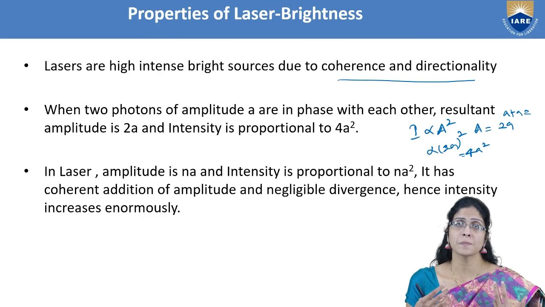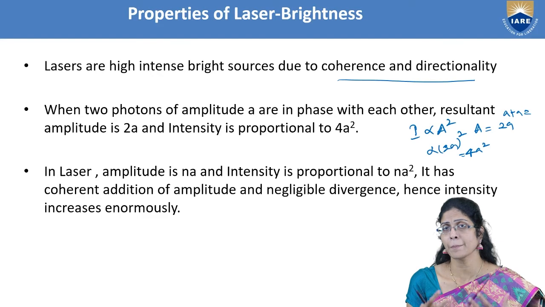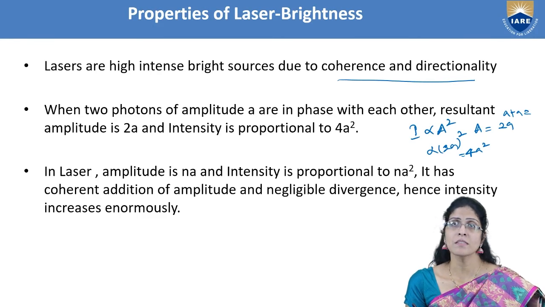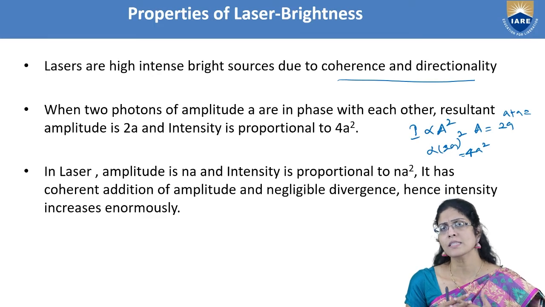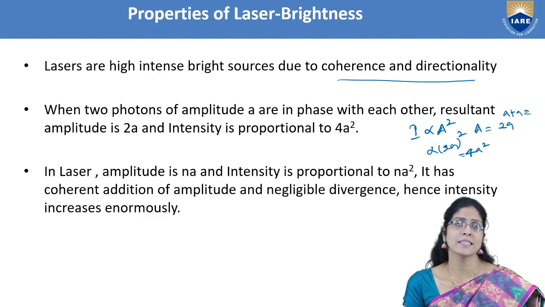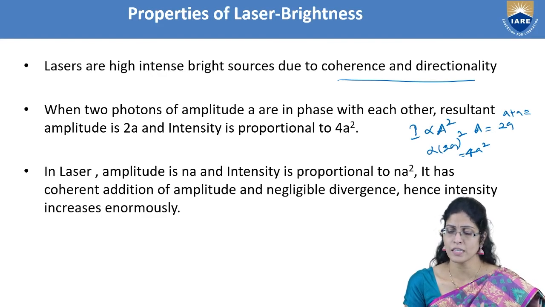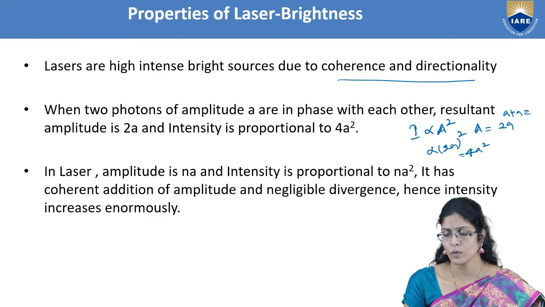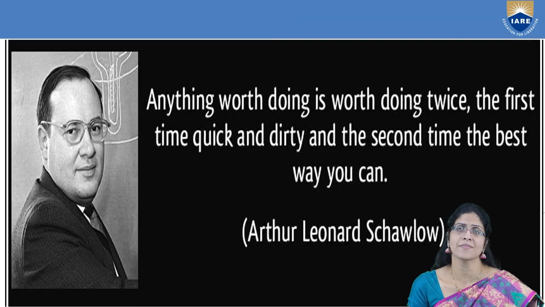What is happening in laser? You are getting the stimulated emission of n number of electrons using n number of photons. So how much should be the intensity? It should be equal to N squared A squared. And this is nothing but the coherent addition of the amplitude. And you see negligible divergence. That's the reason why the intensity increases enormously and you see the brightness so good and so intensified that even 1 milliwatt is much greater than sunlight.